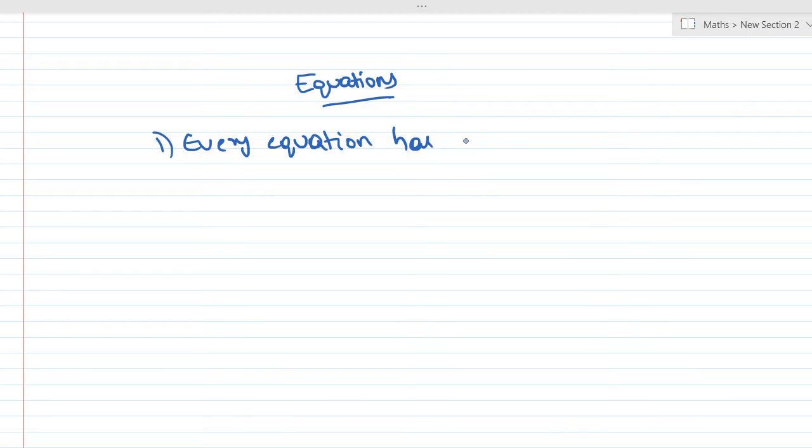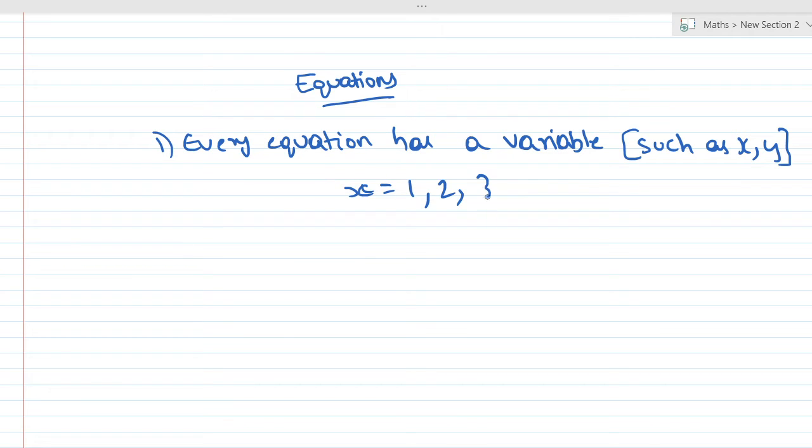So students, what is a variable? A variable is something that varies. So the variables are x, y. A variable is something that varies. You can take the values of x, y and so on. Because it is a variable, its value varies.